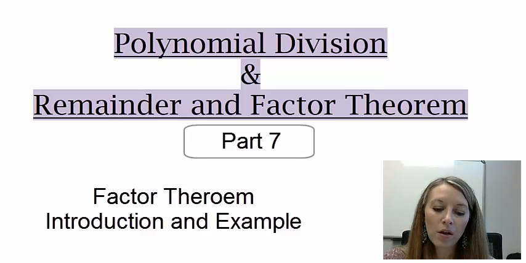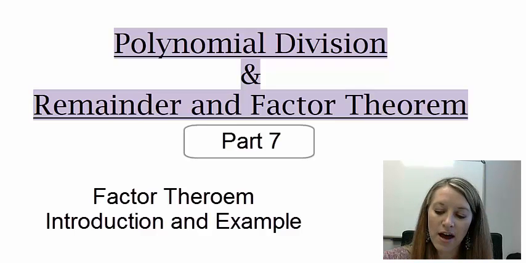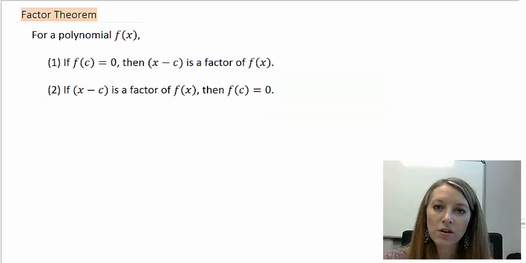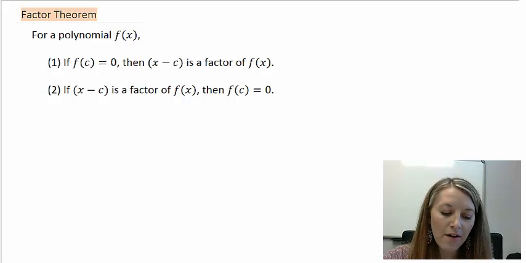So we worked through all of these things, polynomial division and the remainder theorem. So now we need to move on to the factor theorem. The factor theorem says two things, but basically they are one and the same. The first thing says if f of c equals 0, then x minus c is a factor. The second thing says the exact same thing but in reverse order. If x minus c is a factor, then f of c is equal to 0.